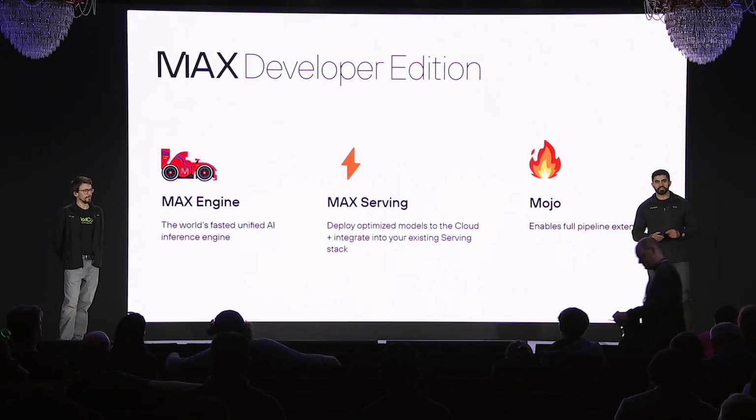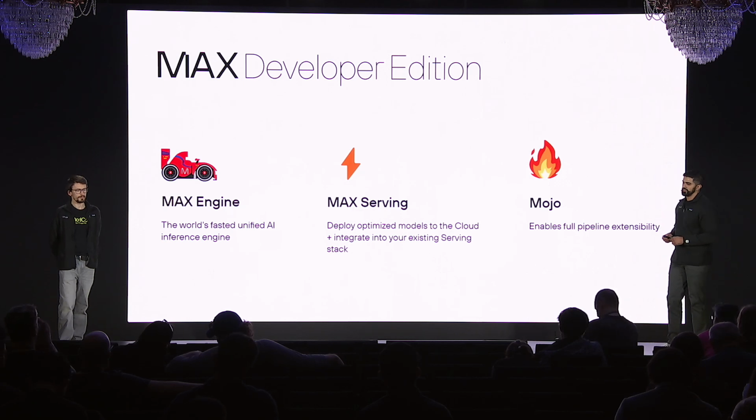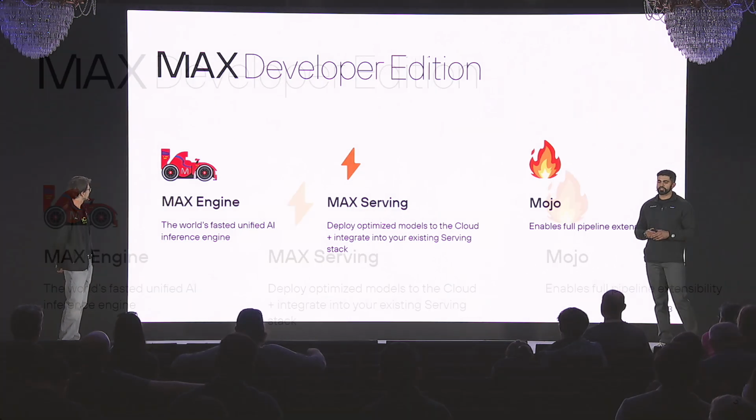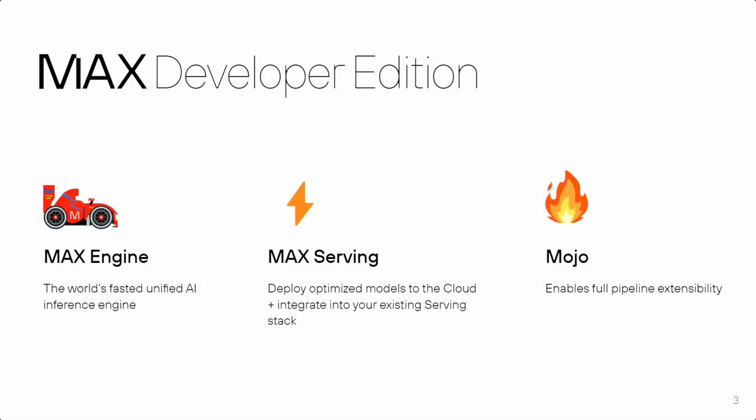Let's start by recapping the announcement from this morning. The Max Developer Edition includes the Max Engine, which is the world's fastest unified AI inference engine, and has access to Graph APIs, a state-of-the-art compiler, and runtime. It also includes Max Serving, which allows you to take the engine and easily deploy it to the cloud using existing industry-standard serving systems, such as NVIDIA's Triton, TensorFlow Serving, and TorchServe.